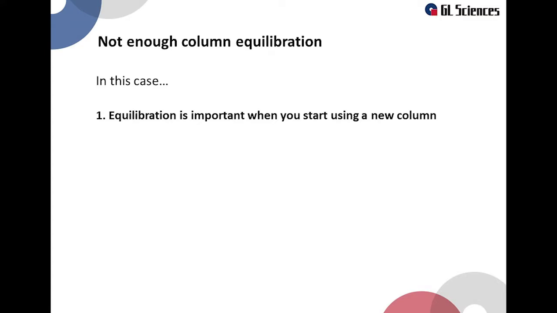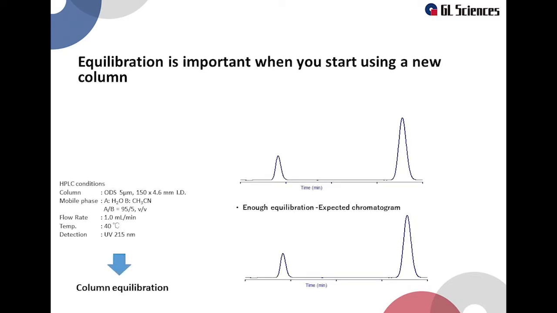Column equilibration is required when you start using a new column. Many of our new reversed phase columns are shipped with a water acetonitrile ratio of 35 versus 65. This can be different from the conditions you need to use the column with. After having done a long enough equilibration, the chromatograms are expected to look very similar. The chromatogram has a good peak shape and retention times are reproducible.